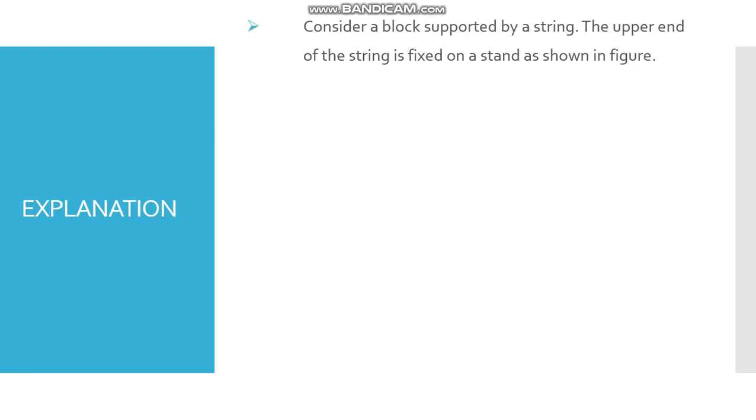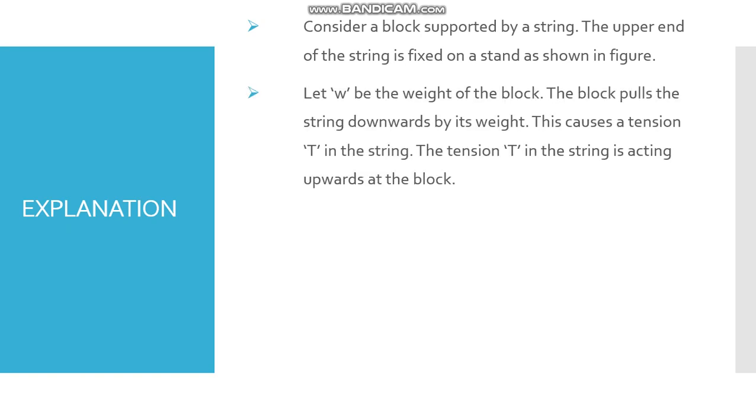Now there is a little explanation. In this explanation, consider a block supported by a string. The upper end of the string is fixed on a stand as shown in the figure. Let W be the weight of the block. The block pulls the string downwards by its weight. This causes a tension T in the string. The tension T in the string is acting upwards on the block.